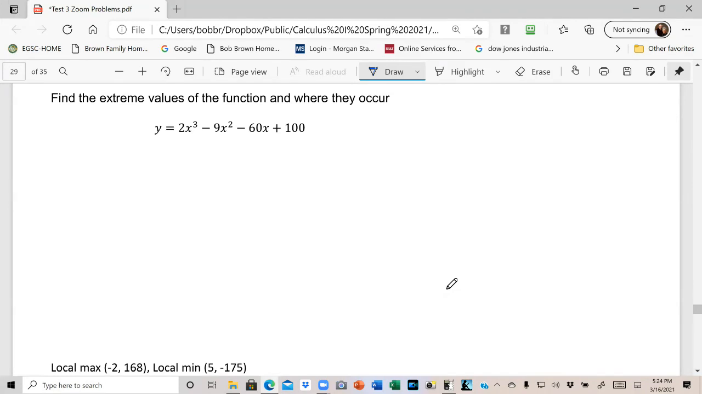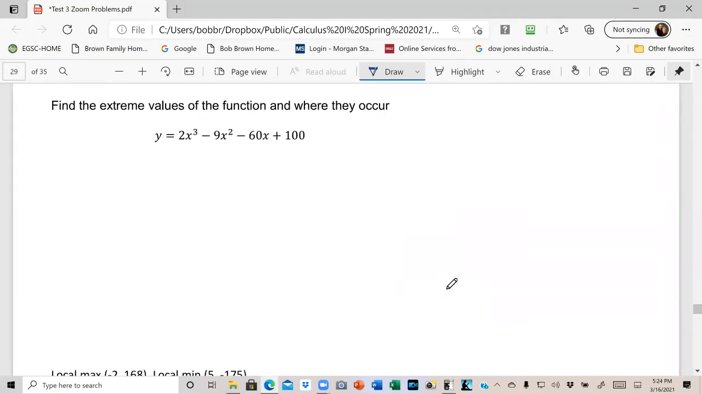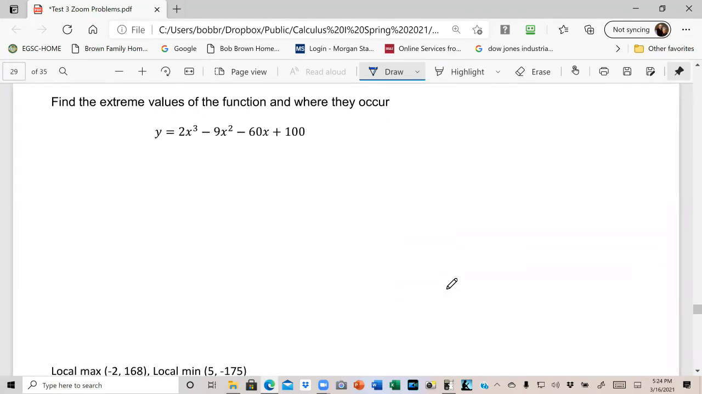So we want to find the extreme values of this polynomial, where they occur. Once again, the polynomial is not going to have an absolute max or min because it's going to go to infinity and minus infinity. But we can look for local min and local max. So let's calculate the first derivative.